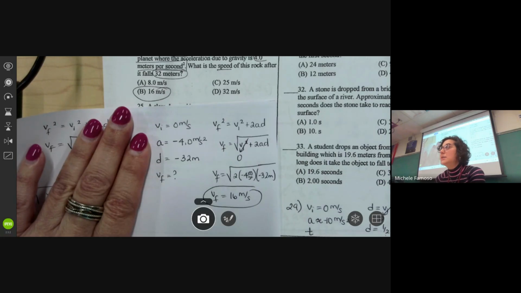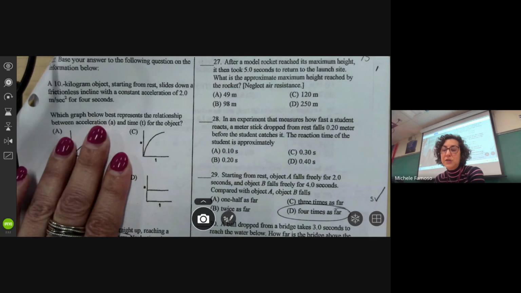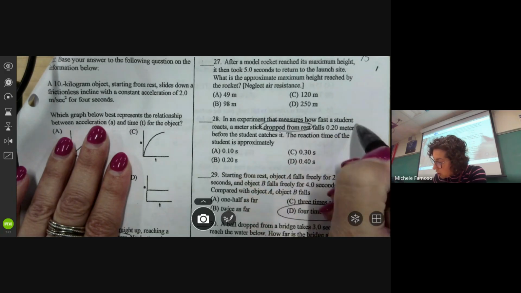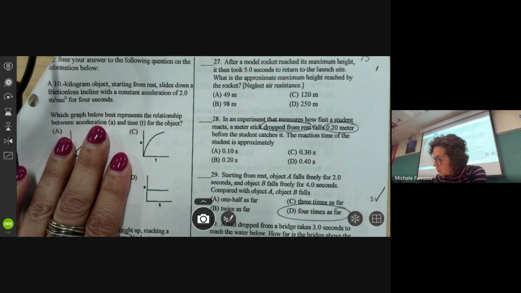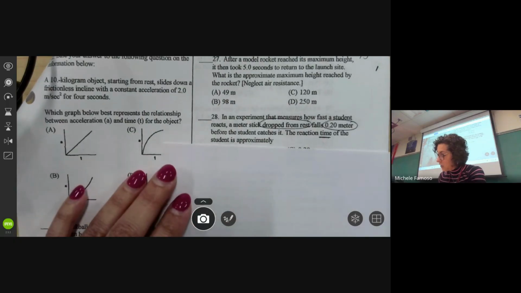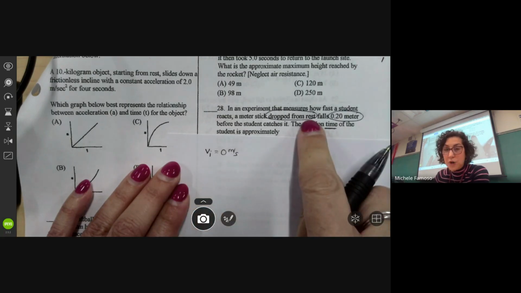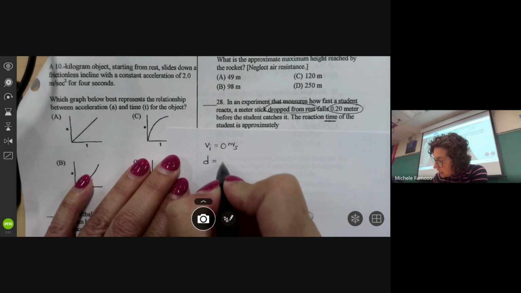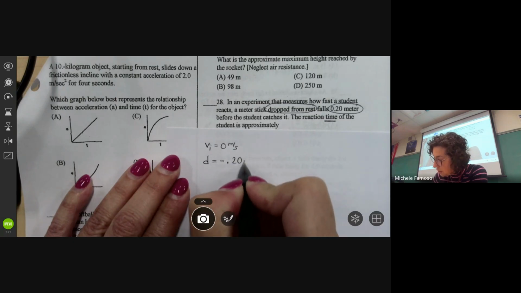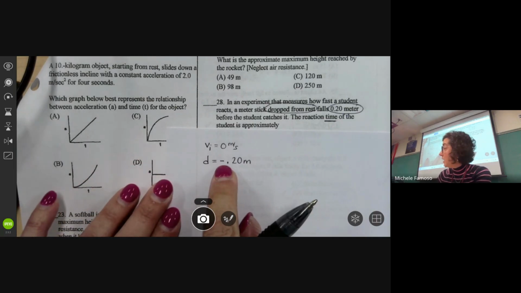Anything else you'd like to ask about on the multiple choice? Yes, Miriam? 28. In an experiment that measures how fast a student reacts, a meter stick dropped from rest falls 0.20 meters before the student catches it. What is the reaction time of the student? So I did my circling and my underlining. My VI is 0 meters per second when I say I'm dropping it from rest. The distance that it's fallen would be 0.20 meters, but it is being displaced in a negative direction.